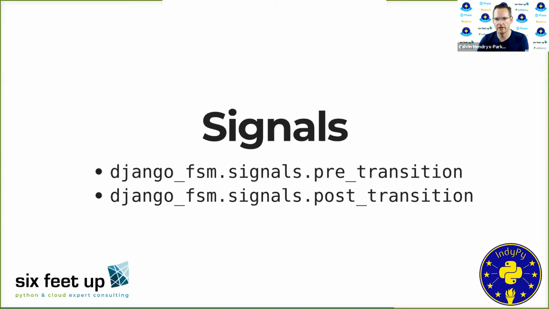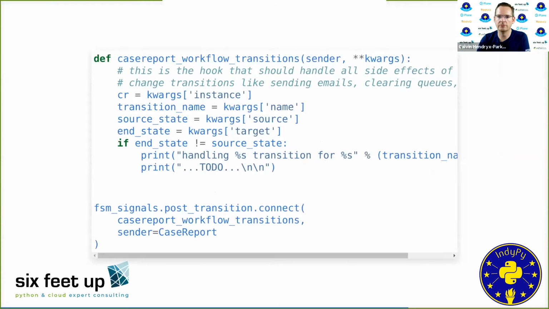So you'll actually have what all the data is inside the instance currently, the transition name that's being called, the source model state, and the target model state. If we look at the example of using this signal, we are registering the post-transition signal, connecting up the case report workflow transitions, which is this callable right here, actually a function inside of our module.